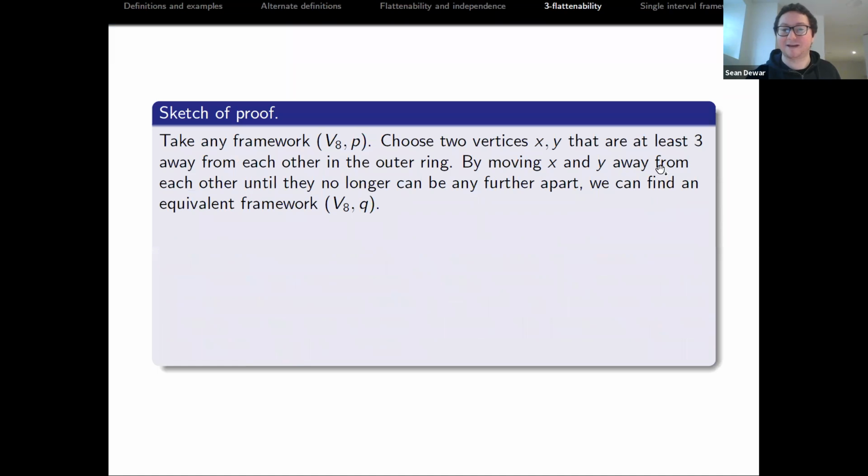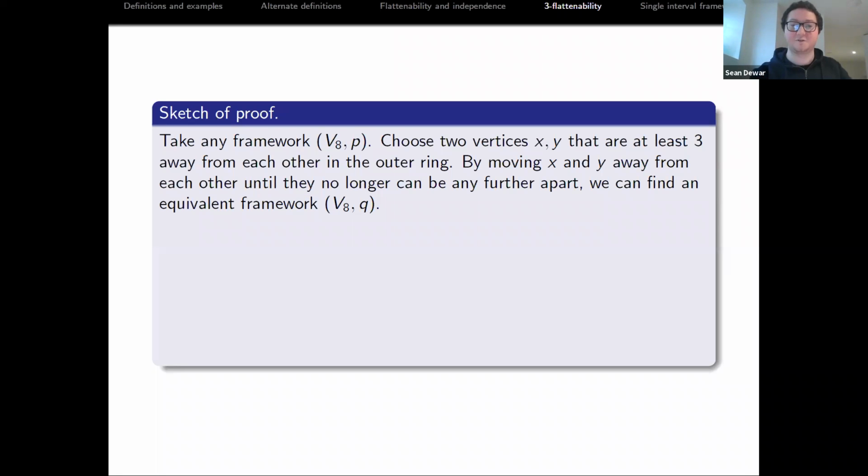What I now claim is that by moving X and Y away from each other until they can no longer be any further apart, we can find an equivalent framework V8, Q. So all we've done is we've taken our framework in however many dimensions, and I claim that we can always just stretch it out until those two are as far apart as possible. If it's not flexible, then it's not a problem. If it is flexible, we just stretch it out as much as possible.